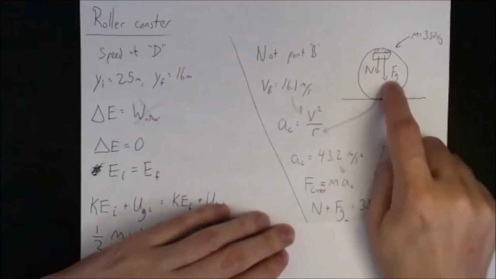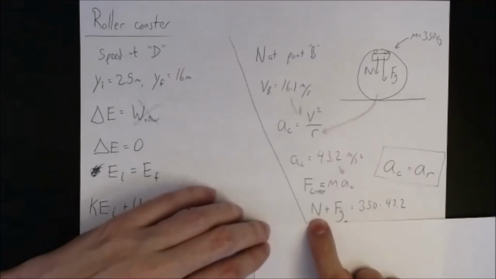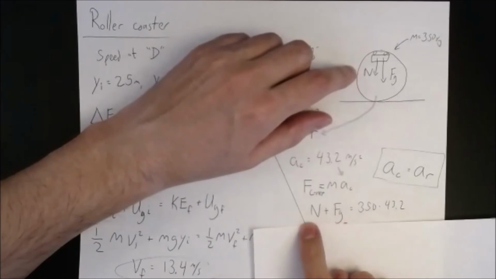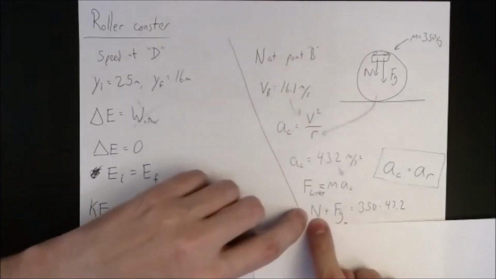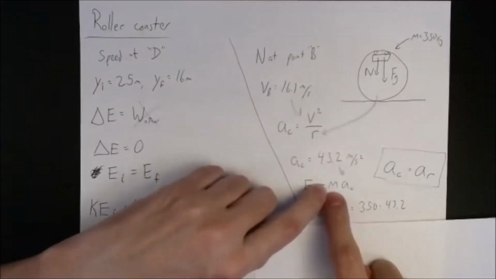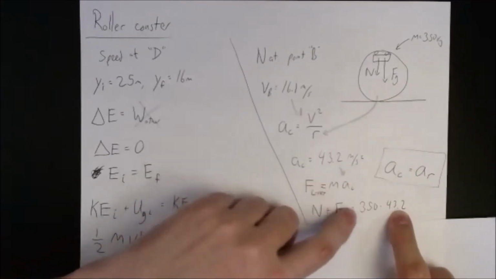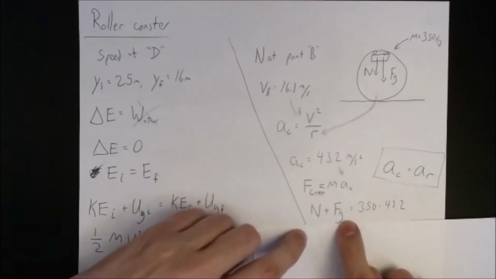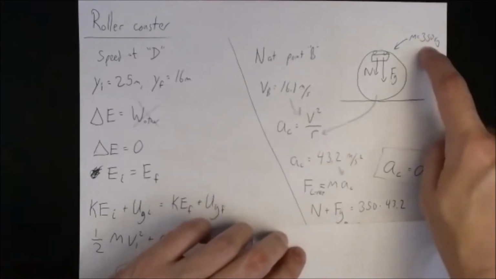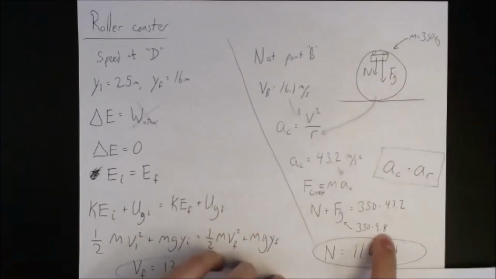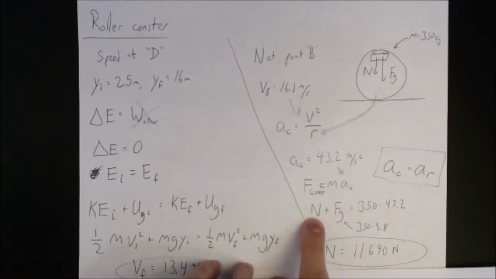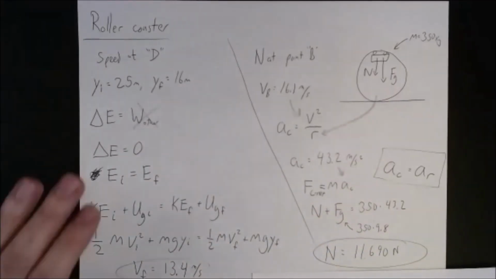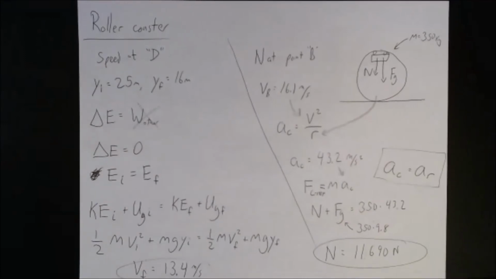So both normal and gravity are pointing down. And so they're both pointing towards the center of the circle, I should say it that way. And so they both get to be positive. Normal plus force of gravity is equal to the mass, 350 kilograms, times the centripetal acceleration, 43.2 meters per second squared. The force of gravity is just going to be the mass times 9.8. And we're solving for the normal force. We plug everything into our calculator and we get 11,690 newtons for the normal force.